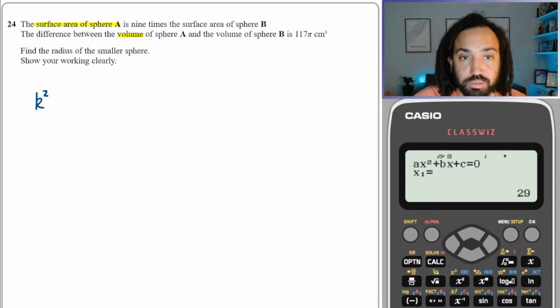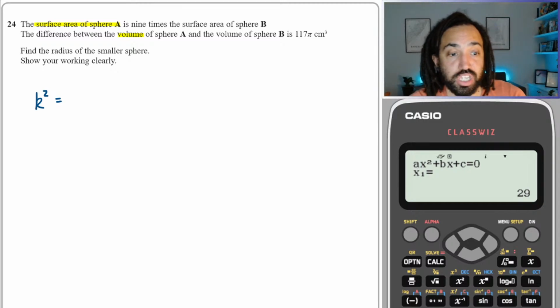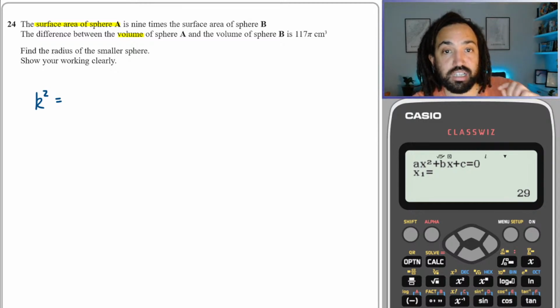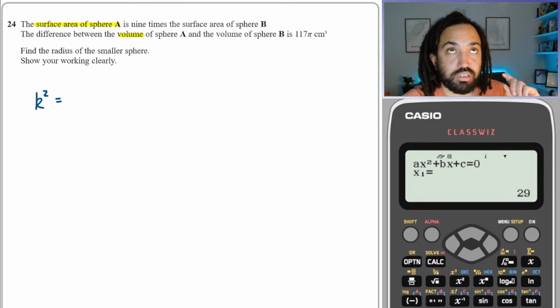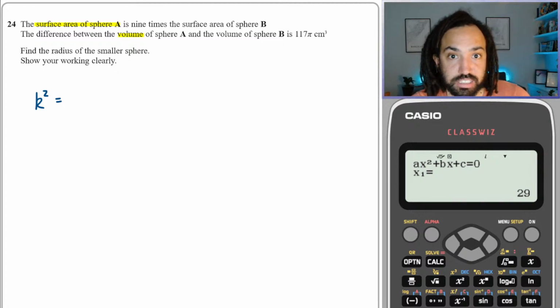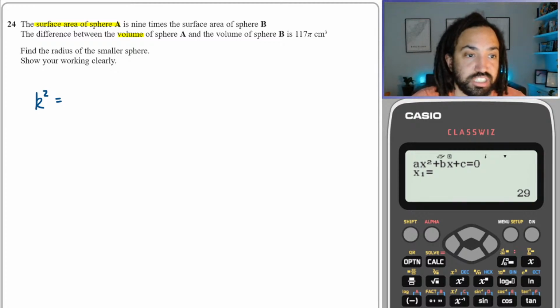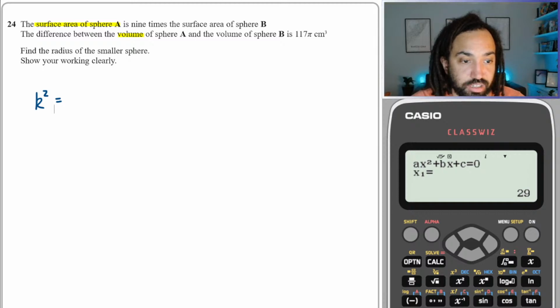So you've got k squared, that is the surface area, what's the word? It's the surface area scale factor. Oh, I've just seen the ginger mathematician is in the chat. Hello, yes. I love your channel, very good.